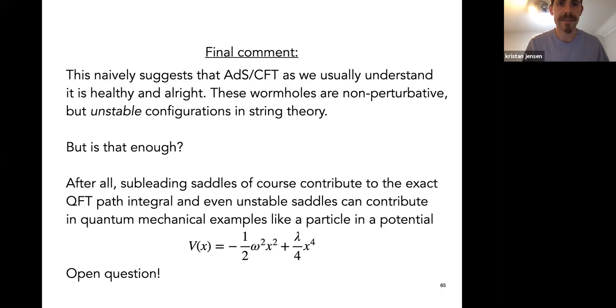So to my mind, what we're doing, finding these instabilities, is really a step in the right direction. But there is an open question about how AdS/CFT remains as we usually understand it. And that's my last comment.